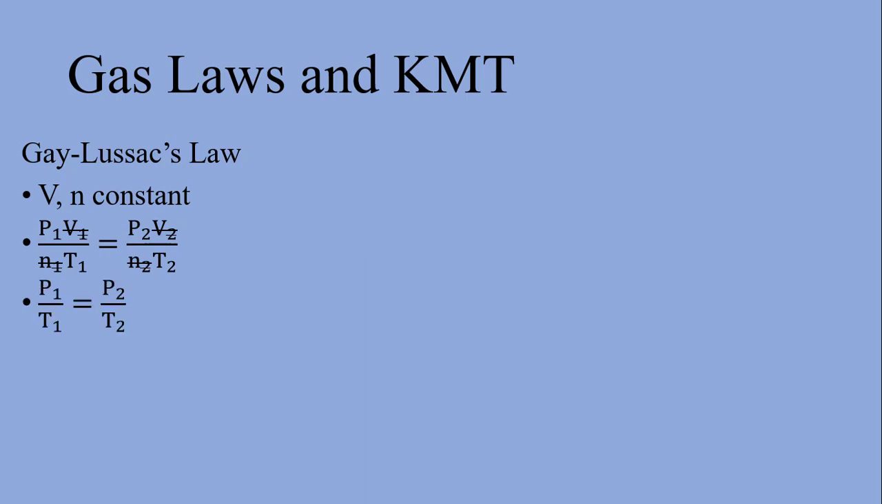On to Gay-Lussac's law. Here, we want to keep volume and moles constant. So starting with the combined gas equation, we remove the things that are remaining constant, and you'll end up with P1 over T1 equals P2 over T2.